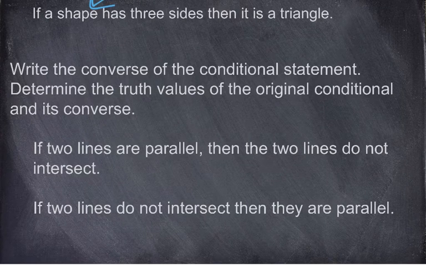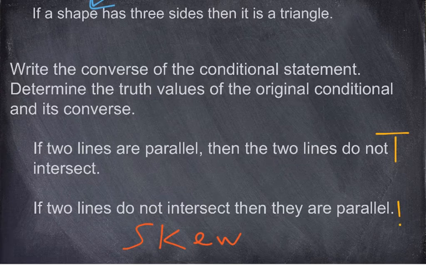Well, it sounds somewhat true to begin with, but then we have to remember what we learned before, that skew lines do not intersect, but they're also not parallel. So in this case, the original conditional is true, but the converse is not always true. So that one is actually false, because we can come up with a counterexample. Skew lines do not intersect each other, which fits the hypothesis, but it does not fit the conclusion. They are not parallel. Okay?